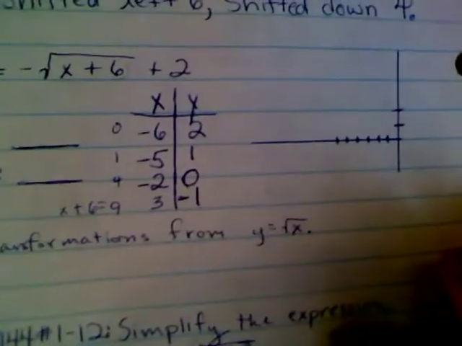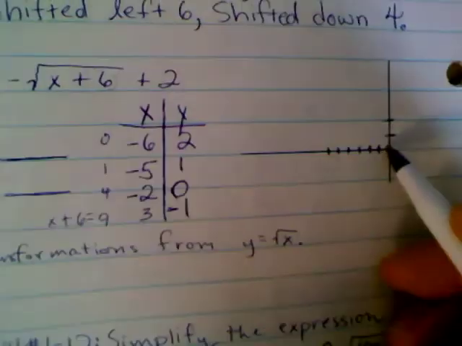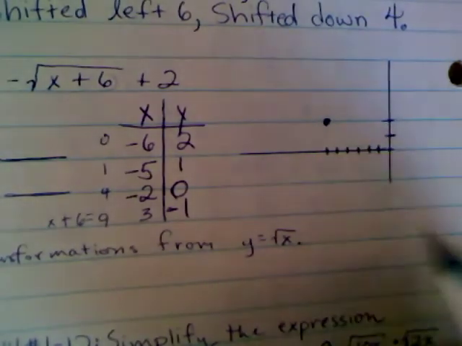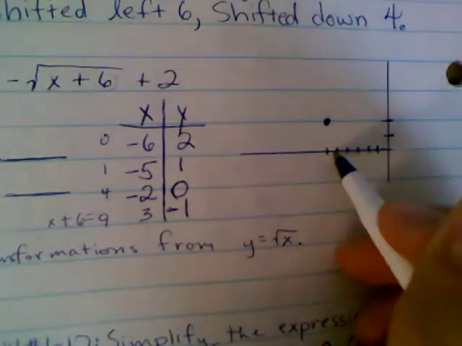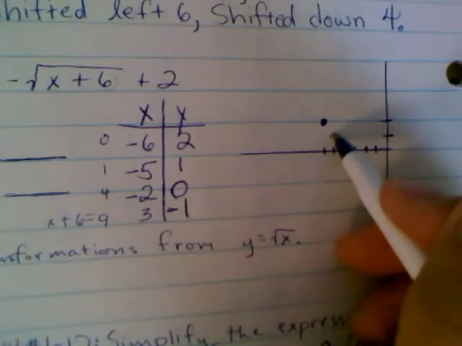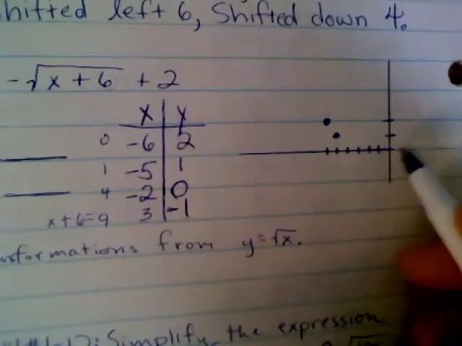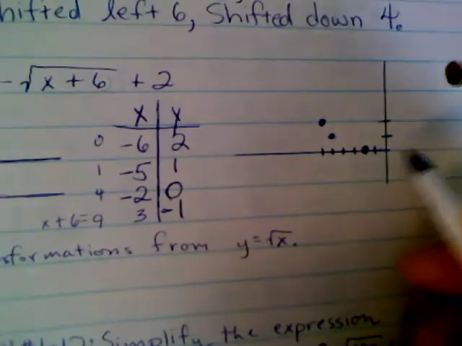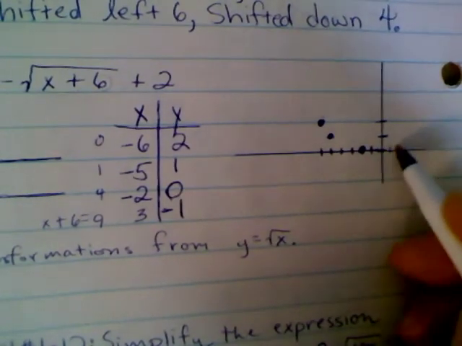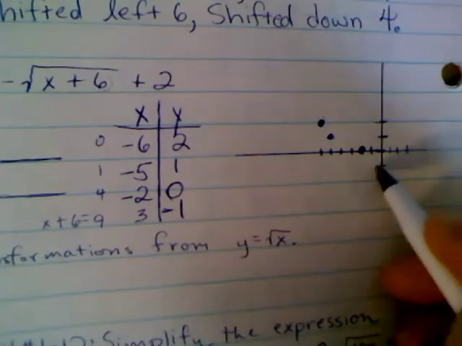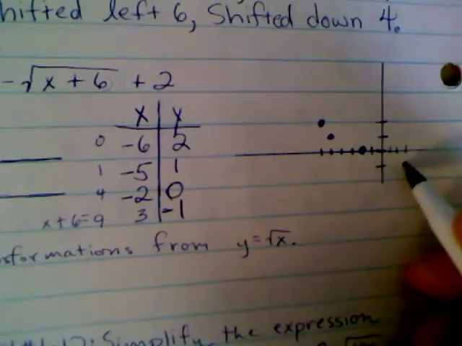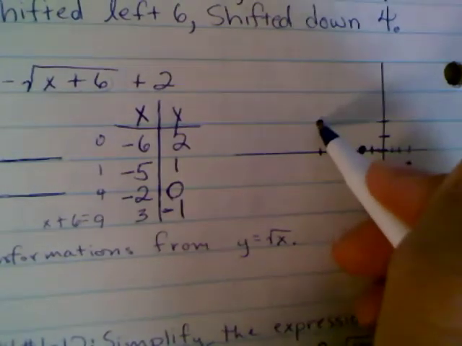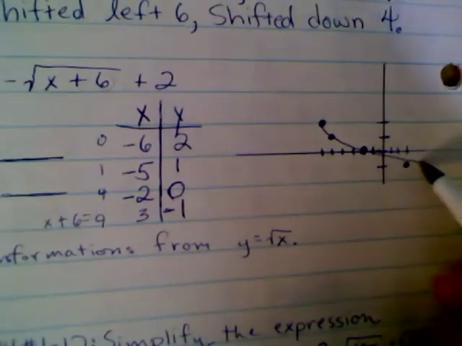Alright, so what you're going to do is come over here to the graph: -6 comma 2, -5 comma 1, -2 comma 0, and then 3, 1, 2, 3 comma -1. So if you graph this, this one's going to be pointing towards the right, like this.